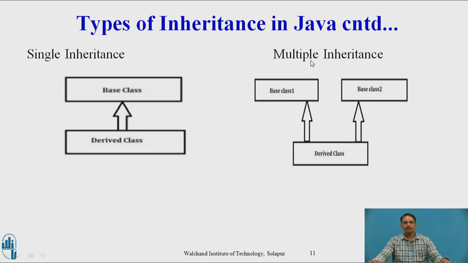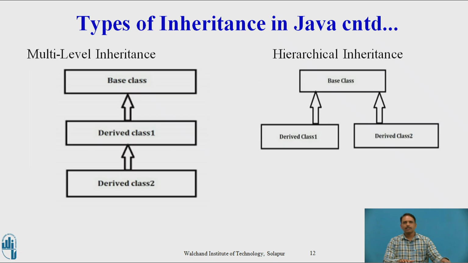Now we have another type of inheritance, that is multiple inheritance, where a single derived class, or you can say child class, is deriving multiple base classes. If a particular class derives the attributes and behaviors of more than one class, then it is called multiple inheritance. In Java, multiple inheritance is not supported because Java does not want any type of ambiguity while deriving the attributes from the parent class. We have multi-level inheritance.